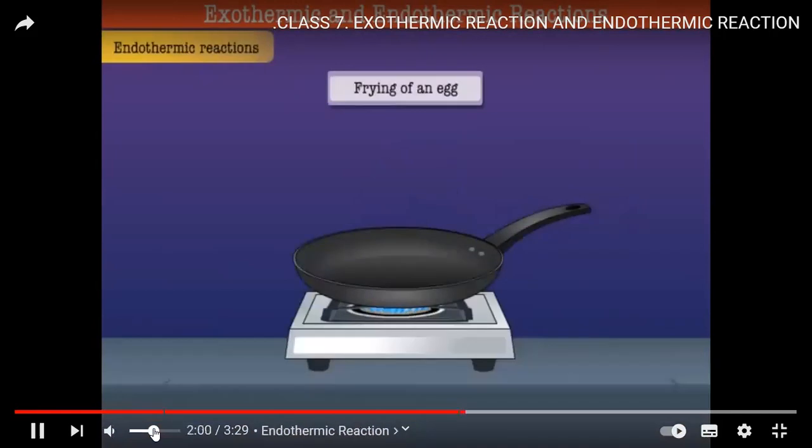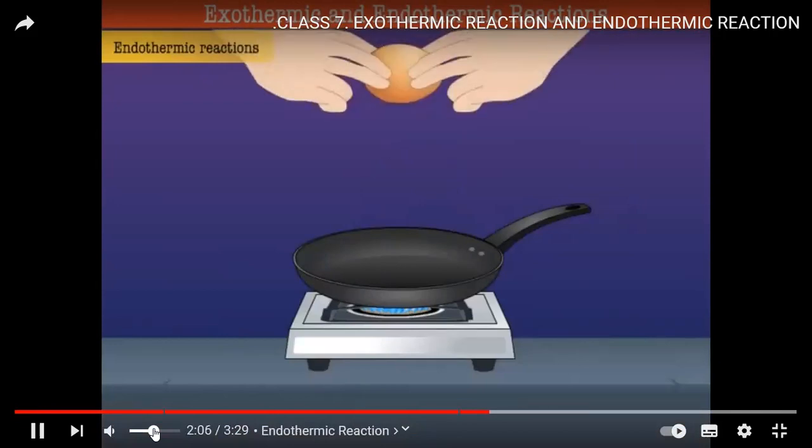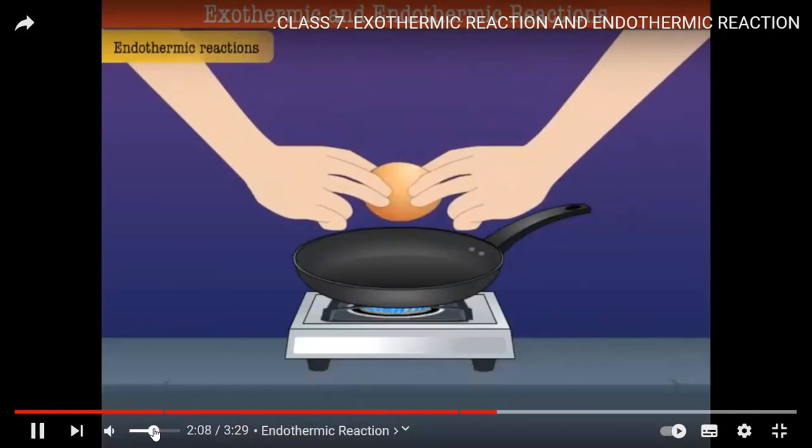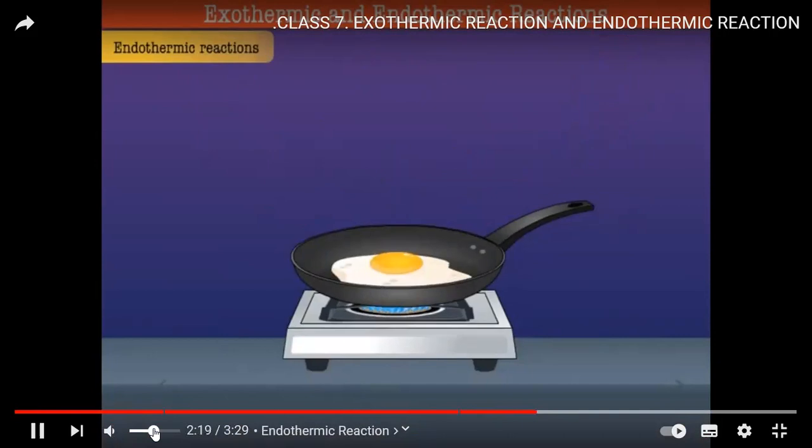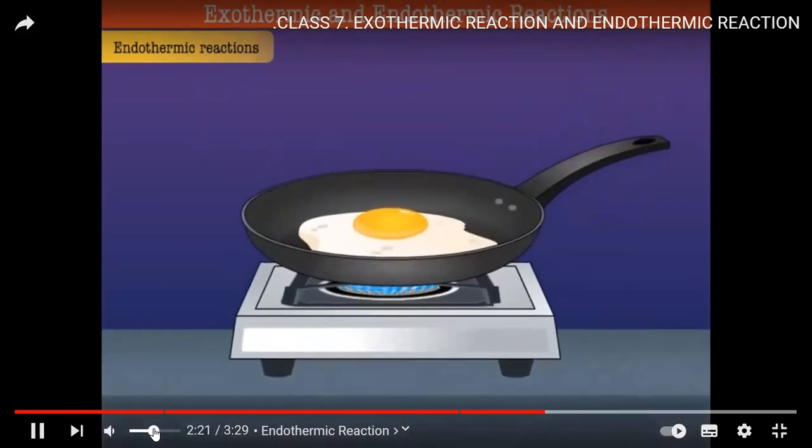It's time to look at some endothermic reactions now. As you know, these reactions absorb heat energy. Look at how an egg is fried on a pan. When we break an egg on a heated pan, heat is absorbed by the egg and the liquid parts turn solid. Remember, it is not always necessary to have a dip in temperature, but many endothermic reactions require a constant supply of heat till the reaction gets over.